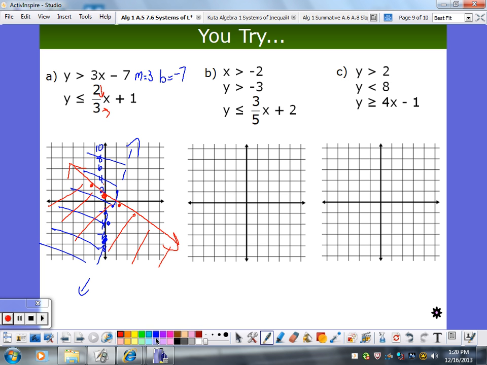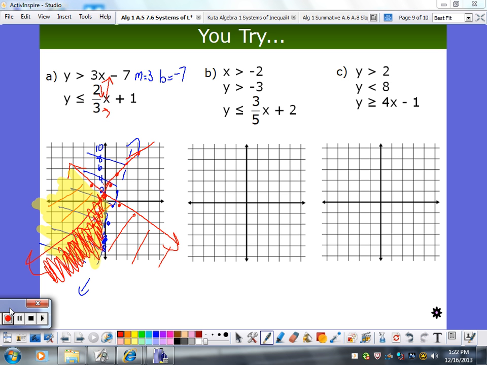So where is my overlap space? It's like down in here. This should be what you've got. Okay. So see if you can try the other ones. See if you can do those on your own.